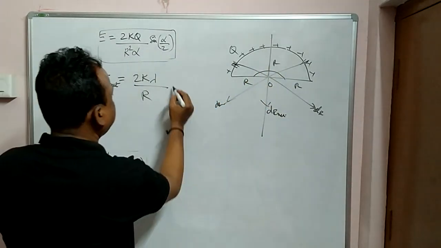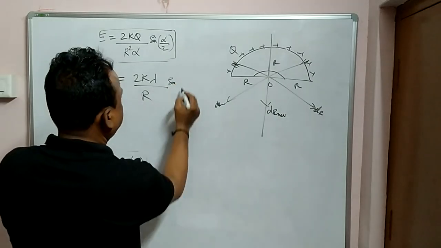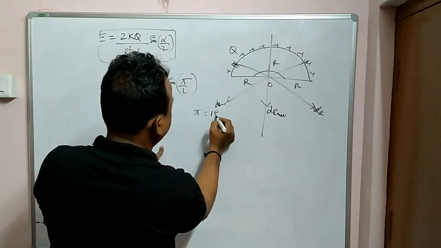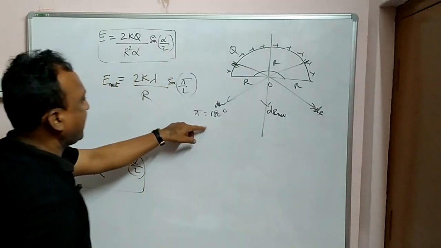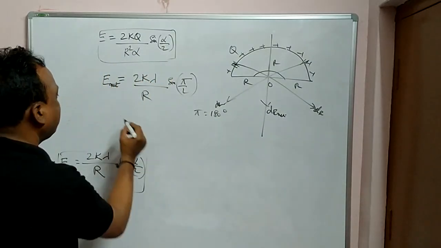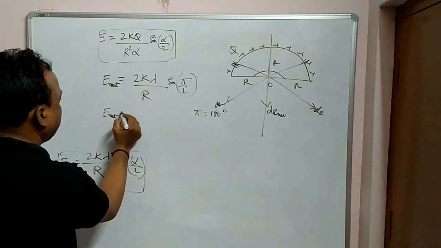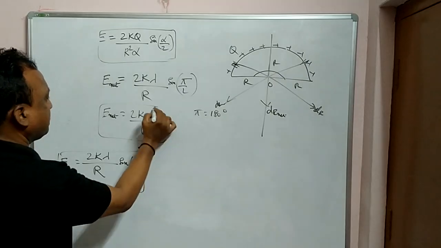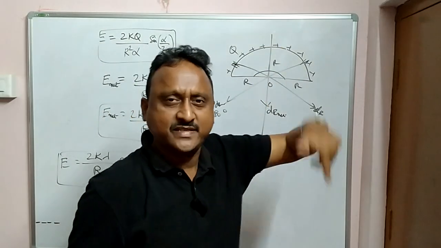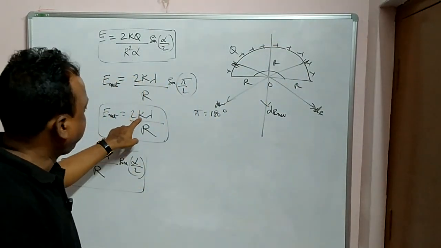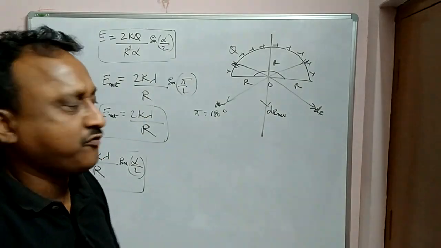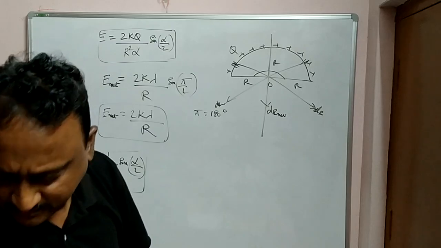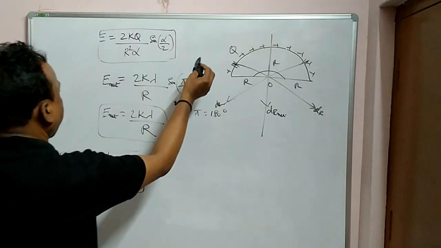Pi means 180 degrees, so 180 by 2 is 90. Sin 90 is 1. Therefore E net is 2k lambda by r for the semicircle. Here k is the constant, 1 by 4 pi epsilon naught, lambda is the linear charge density, and r is the radius. Clear? Let us go to the next one.